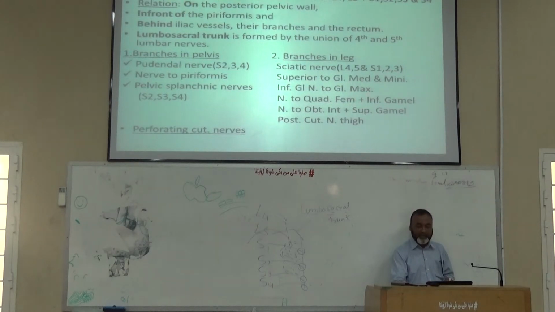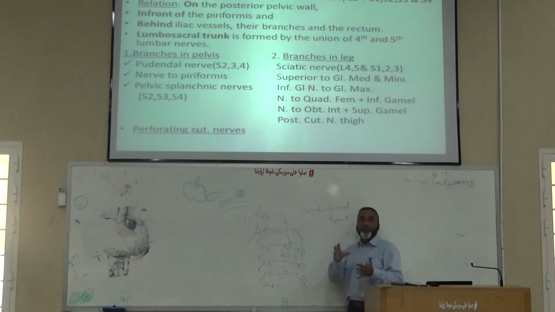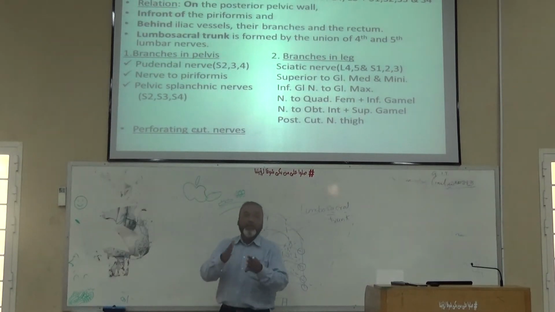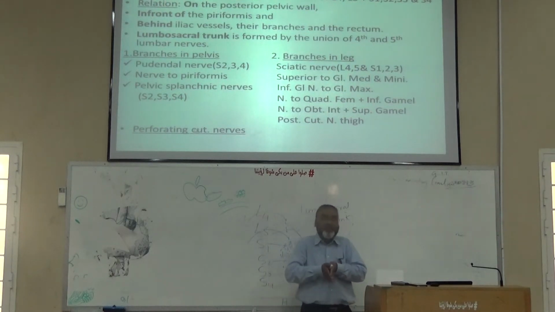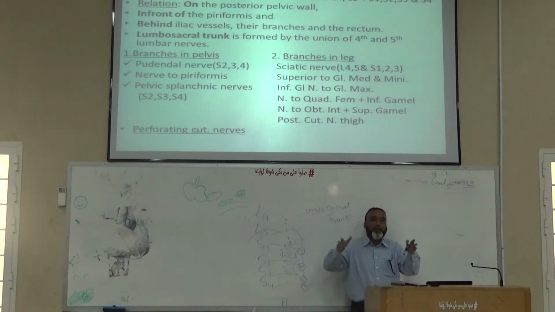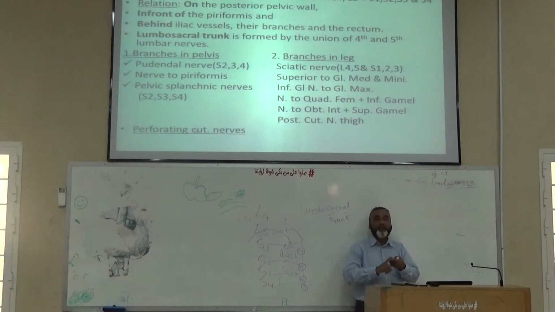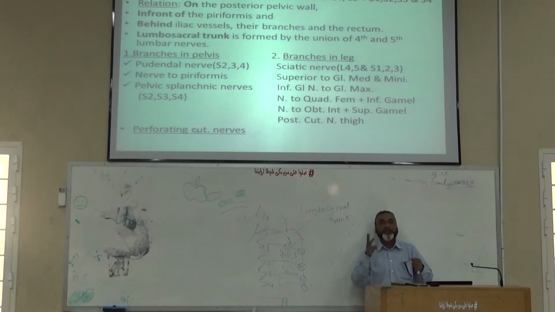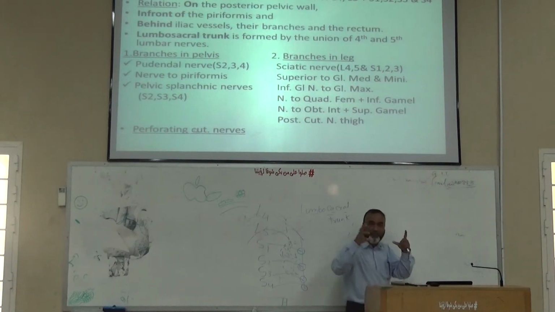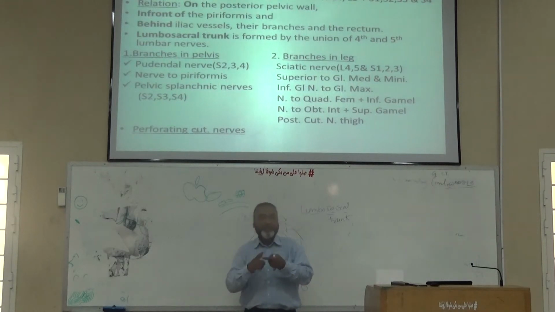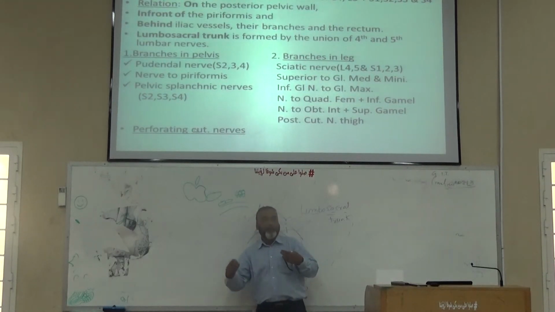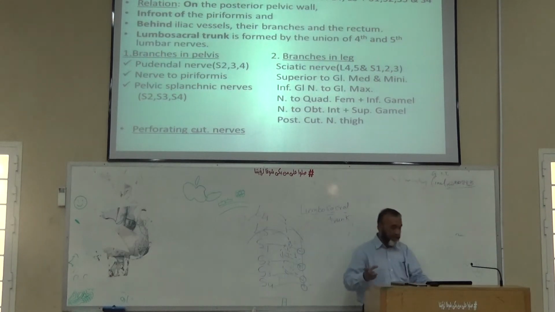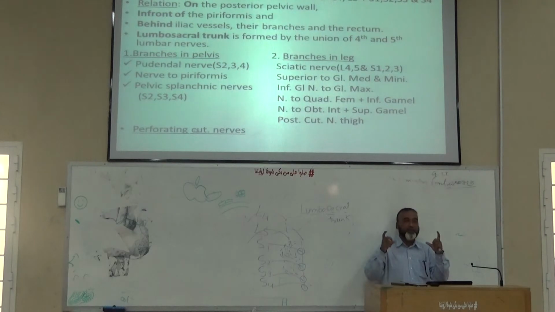And then the third part is the perforating cutaneous nerve. The perforating cutaneous nerve supplies the medial aspect of the buttocks, that is the area around the anal opening or the anus. Okay, so this area is supplied by the posterior cutaneous perforating branches. So these are the three types of branches we have gone through. One is the branches which supply the pelvic viscera within the pelvic cavity, and the other are the branches of the plexus which leave the pelvic cavity through the greater sciatic foramen. Third are the perforating cutaneous branches.